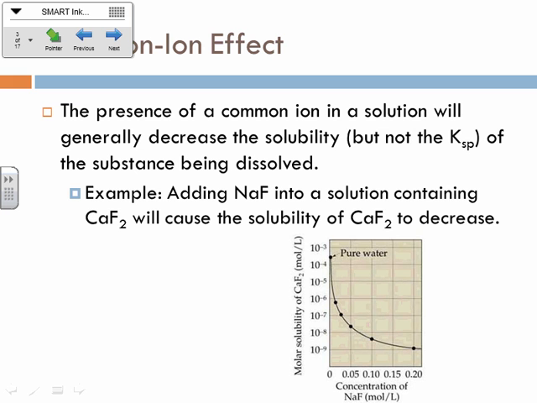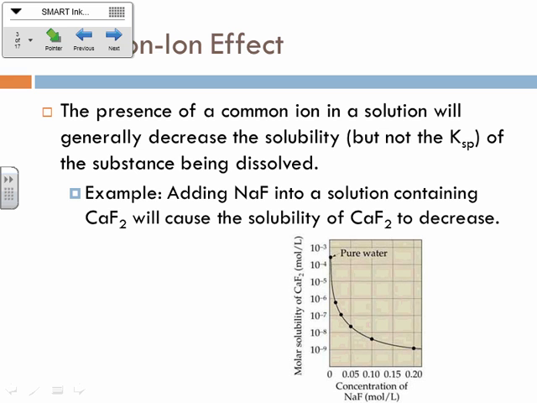Okay, so the presence of a common ion in a solution will usually decrease the solubility. Again, not the Ksp, but the solubility of the substance being dissolved. Conceptually, we can think about this in terms of Le Chatelier. I'm going to talk about Le Chatelier quite a bit today. Calculation-wise, we're probably going to have to use an ICE table for this, but if they ask you a conceptual question, you could just think Le Chatelier on these. So an example here: if we add sodium fluoride into a solution that already has calcium fluoride, that's going to cause the solubility of the calcium fluoride to decrease a little bit.